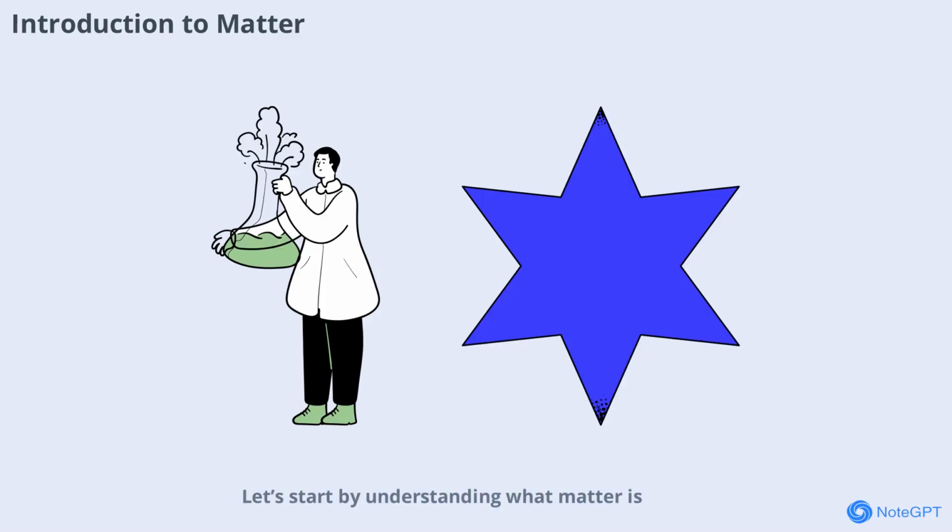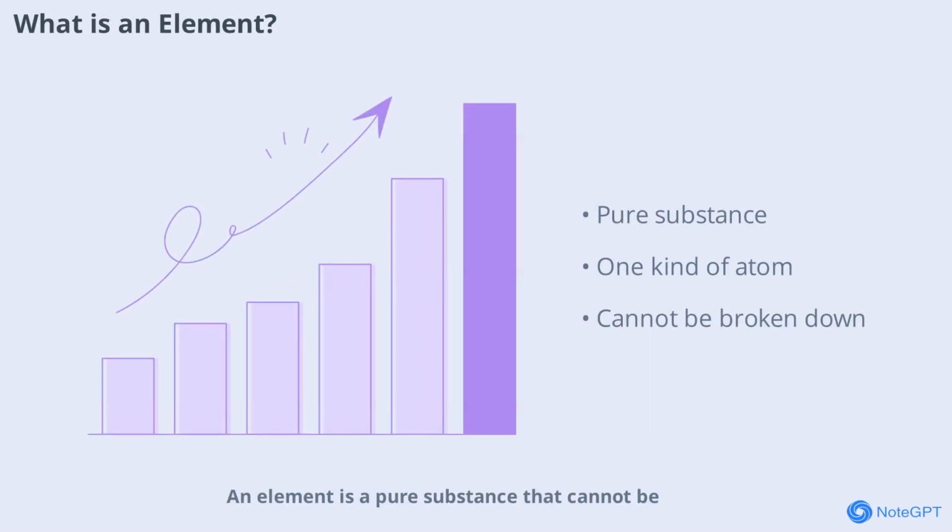Let's start by understanding what matter is and how scientists classify it into different categories. An element is a pure substance that cannot be broken down into simpler substances by any chemical means. Elements are the building blocks of all matter. Each element is made up of only one kind of atom. For example, gold, silver, and oxygen are all elements.